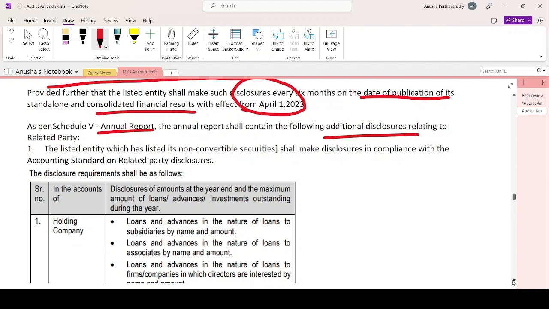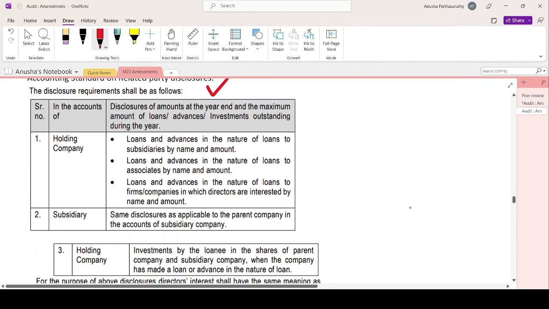The listed entity which has listed its non-convertible securities shall make disclosures in compliance with the accounting standard on related party disclosure. Disclosure requirement will be like this: disclosure of the amount at the year end and the maximum amount of loans, investments, or advances outstanding during the year. Holding company loans. Then the nature of loans to subsidiaries, then associates, and then firms or companies in which directors are interested. Then the same disclosure for subsidiaries also, for parent, associates, and other director related companies.